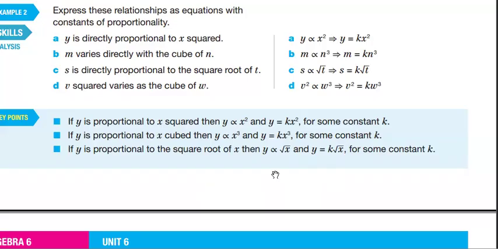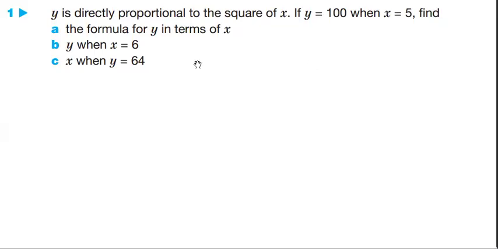Now let me show you a question related to the nonlinear direct proportion, and we will answer it together. Question 1 here. Y is directly proportional to the square of x. If y equals 100 when x is 5, find the formula for y in terms of x, and then y when x equals 6, and then x when y equals 64.